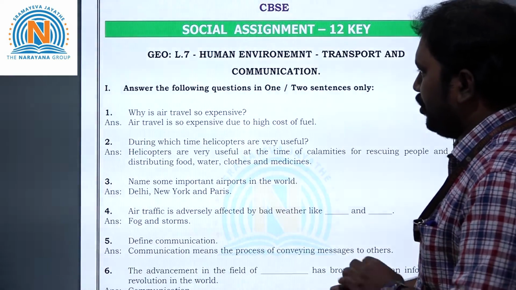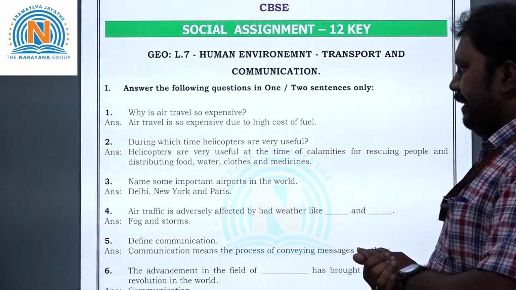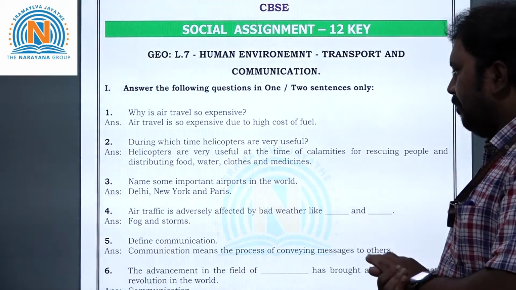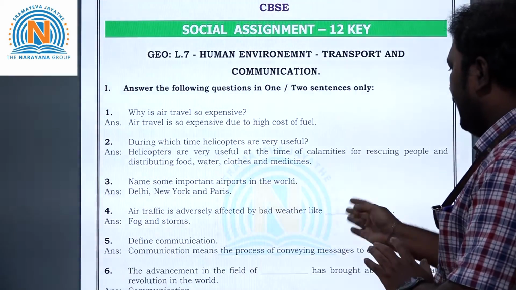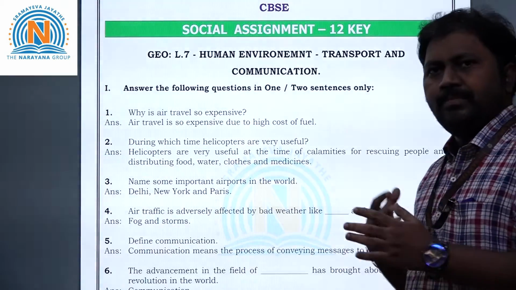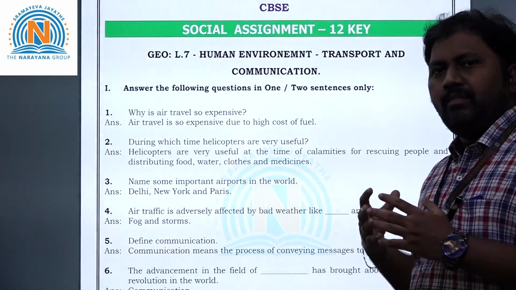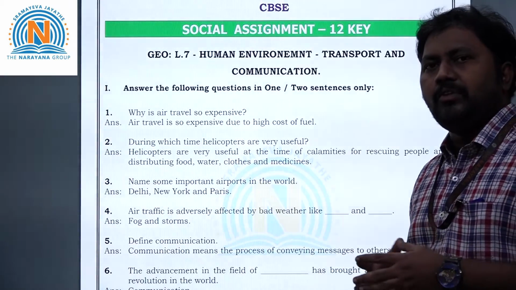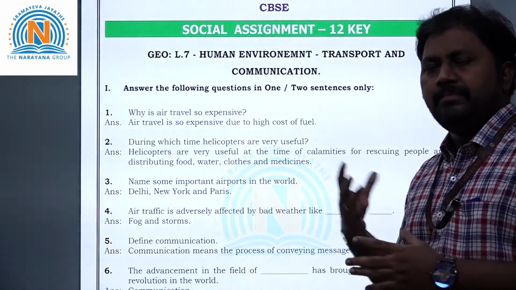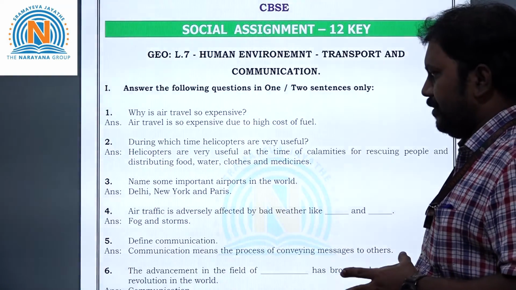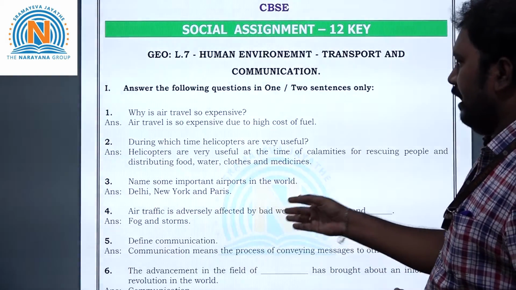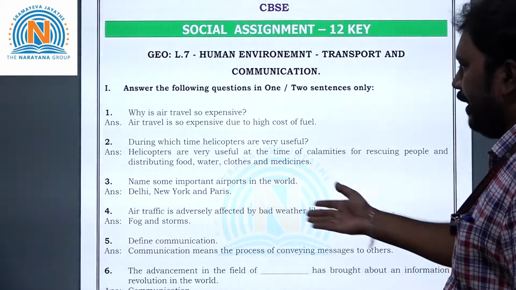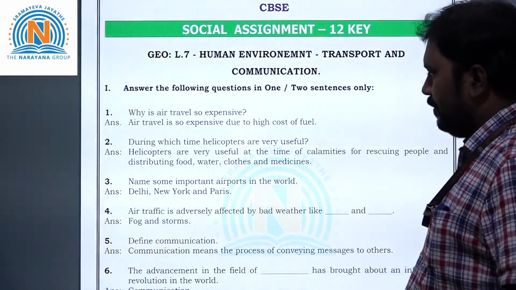Now let's take the fourth question children here. Air traffic is adversely affected by the bad weather like dash and dash. That means during fog or if there are no proper weather conditions, it is difficult to travel by air, that means through airways. So that is what see here. Air traffic is adversely affected by bad weather like fog and storms.